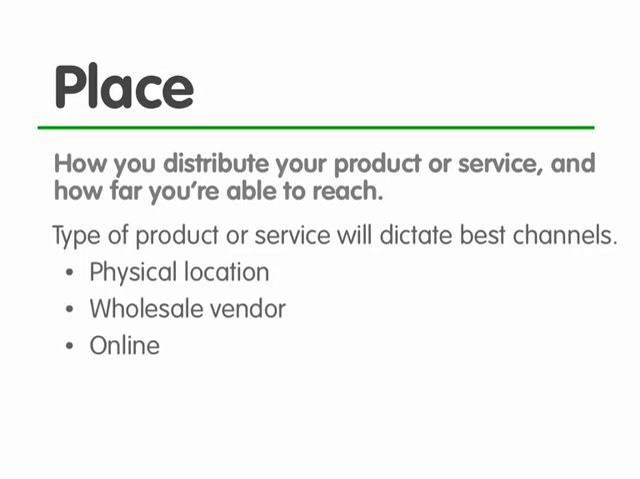The second of the 4 Ps is place. This refers to how you choose to distribute your products or services and how far you're able to reach. The type of product or service your social enterprise offers will typically dictate the best channels to reach customers. A retail store is going to have a physical location and probably a website, but a product may need to be distributed through wholesale vendors and promoted online.